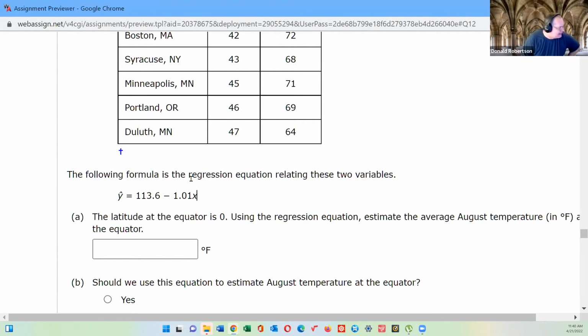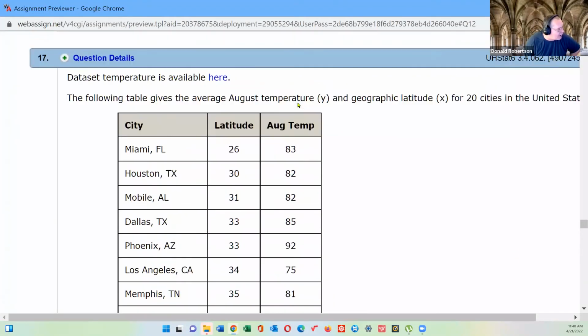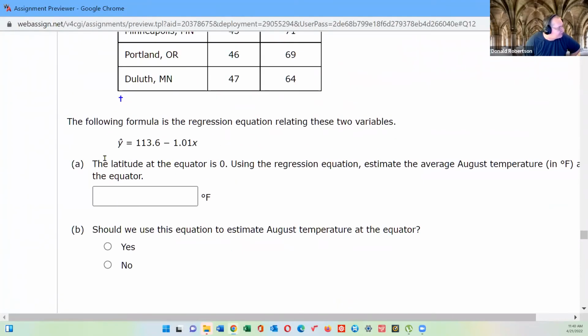So this here is the predicted Y, and Y is August temperature, right? So this is the predicted August temperature when the latitude is X. So if you find the latitude at the equator is 0, doesn't the answer come out as 113.6? Wouldn't we call that the y-intercept? And that makes sense. Could you imagine that on the equator, you could well be in a really hot place? I'm thinking the middle of Africa, right? The equator goes through there. Goes through the Amazon, I think, doesn't it? Well, it's close to the Amazon anyway. So that makes perfect sense.